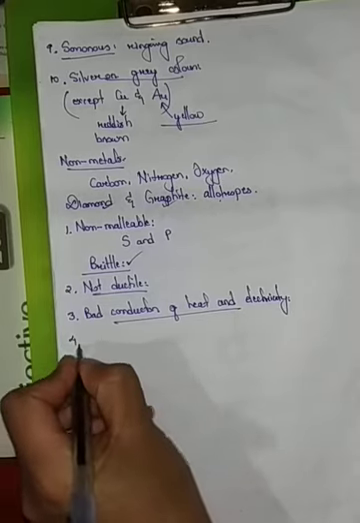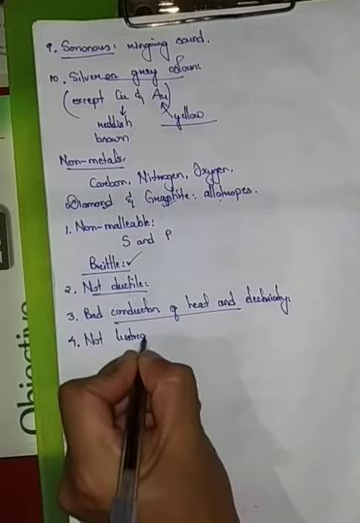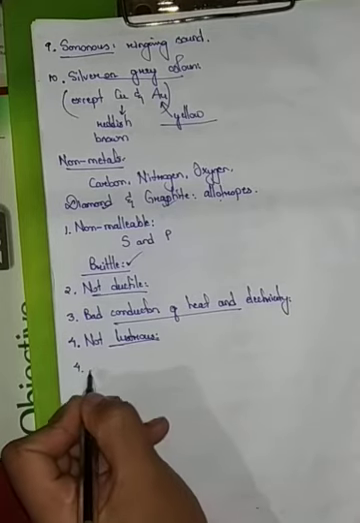Number 4, non-metals are not lustrous. They are dull in appearance. Non-metals do not have a shiny surface, or they have a very dull appearance. They do not show any luster. So we say that non-metals are not lustrous.